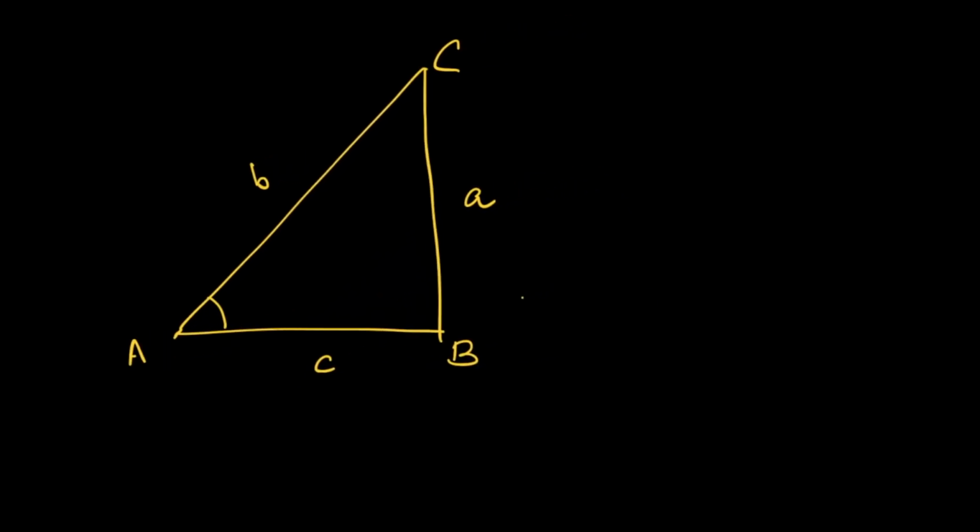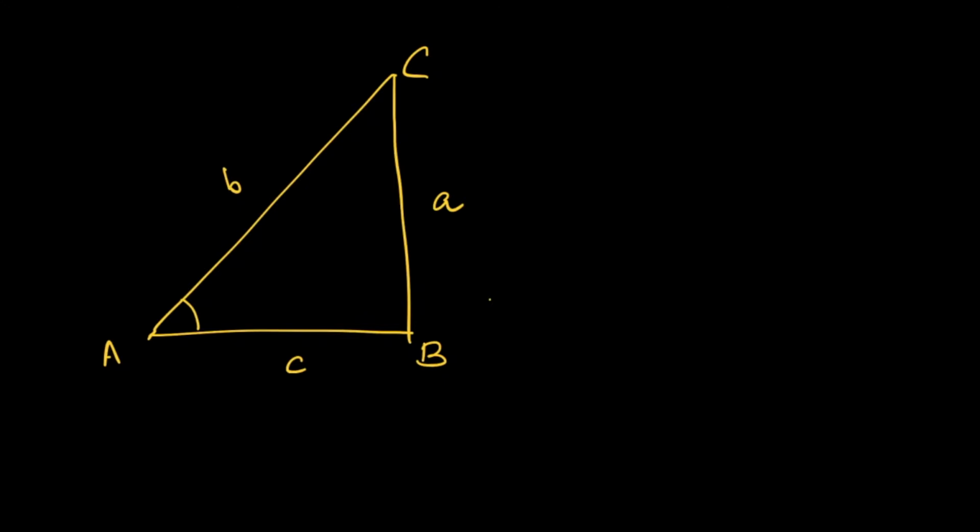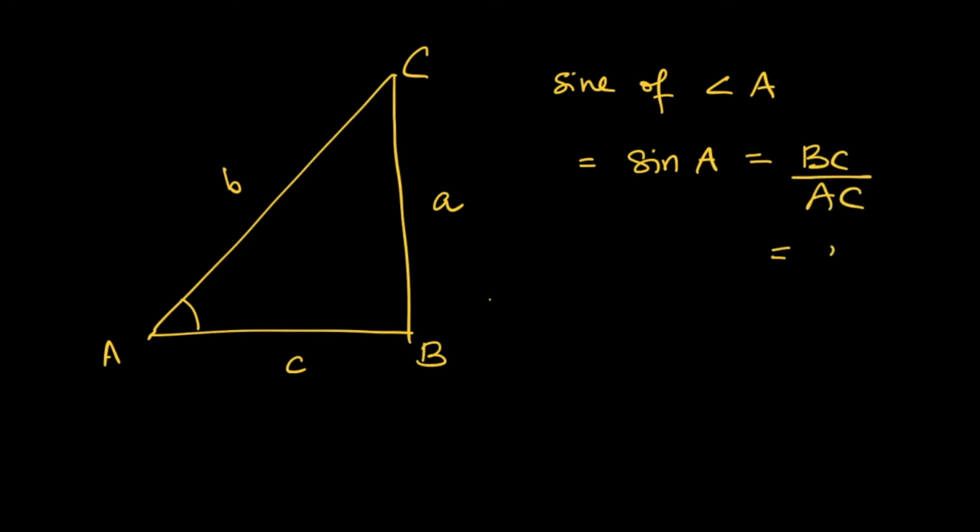So our first ratio is sine of angle A, and this will be written as sin A. This is defined as the side opposite to angle A divided by hypotenuse, which is BC divided by AC, which is nothing but a over b.